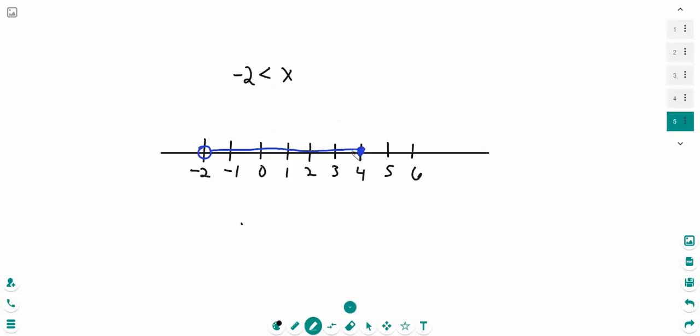Now over here, we would say that x is less than 4. But we could also say that x could be equal to 4. That's what this solid dot is telling us. So we'd have to say x is less than or equal to 4. Okay, and then that would be the conjunction expression that would be equivalent to this graph right here.